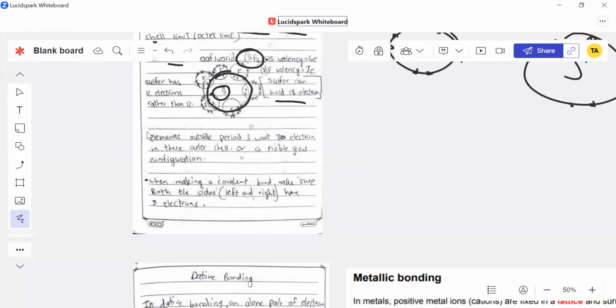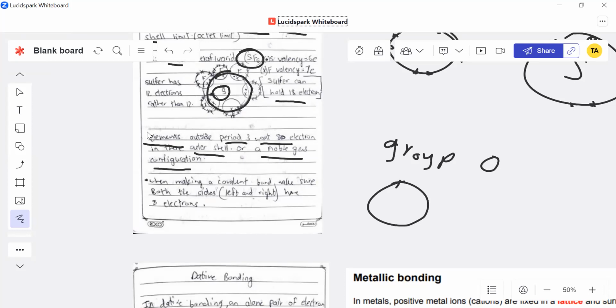So elements outside period 3 want 8 electrons in the outer shell, or a noble gas configuration. What do I mean by noble gas configuration? All of the group 0 elements, like helium or argon, have a full outermost shell. So this is the case for most elements. Most elements want 8 electrons in their outermost shell because that's the most stable condition. Because a noble gas has a full outer shell, it's the most stable. They won't react very much.